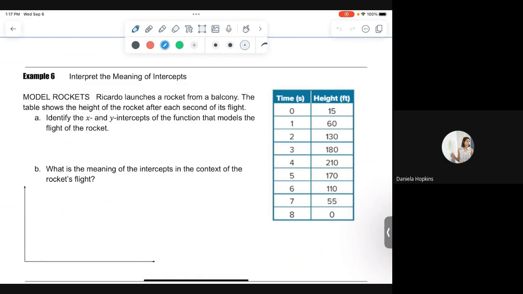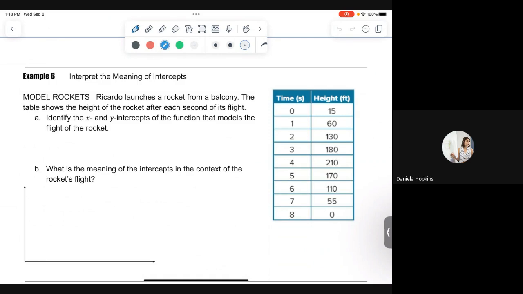So Ricardo launches a rocket from a balcony. The table shows the height of the rocket after each second of its flight. So to start, we want to identify the x and y intercepts of the function that models the flight of the rocket, and we want to think about what those mean.